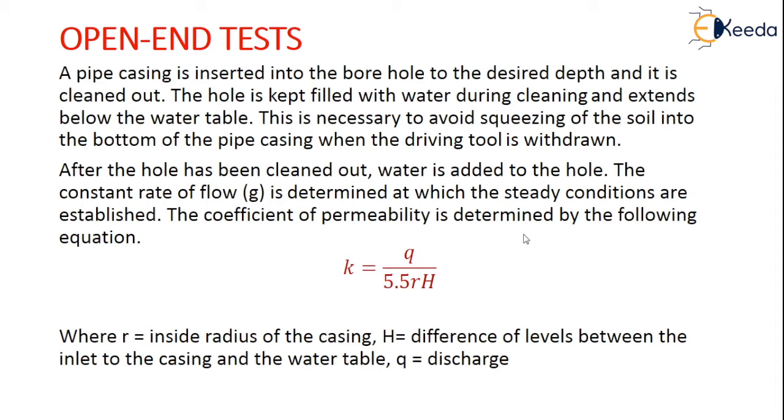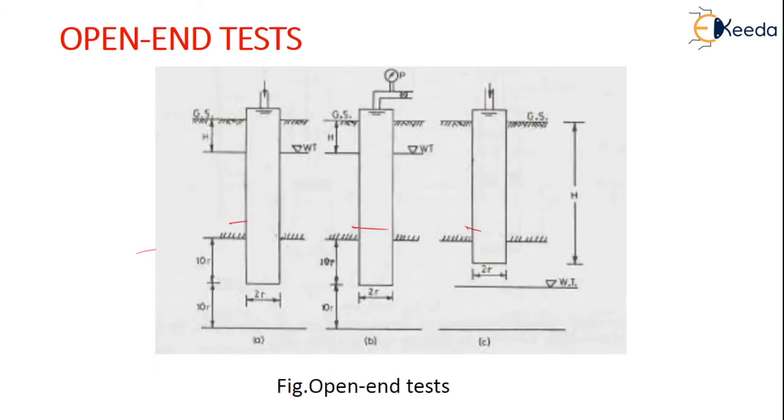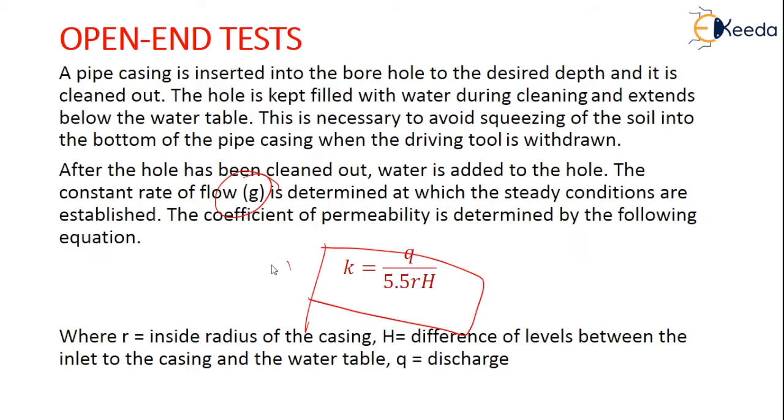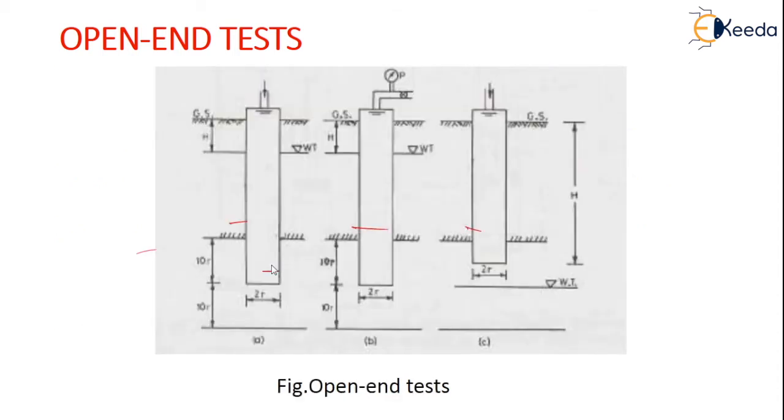After the hole has been cleaned out, water is added to the hole. The constant rate of flow, that is Q, is also determined at which the steady conditions are established. The coefficient of permeability is determined by the following equation, that is K is equal to Q by 5.5 RH. What is R? R is nothing but the inside radius of the casing. So this is the inside radius of the casing, and capital H is the difference of levels between the inlet of the casing and the water table.